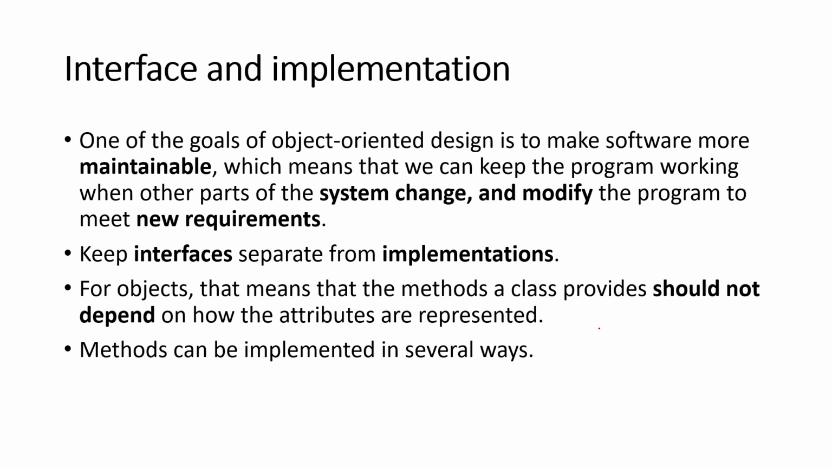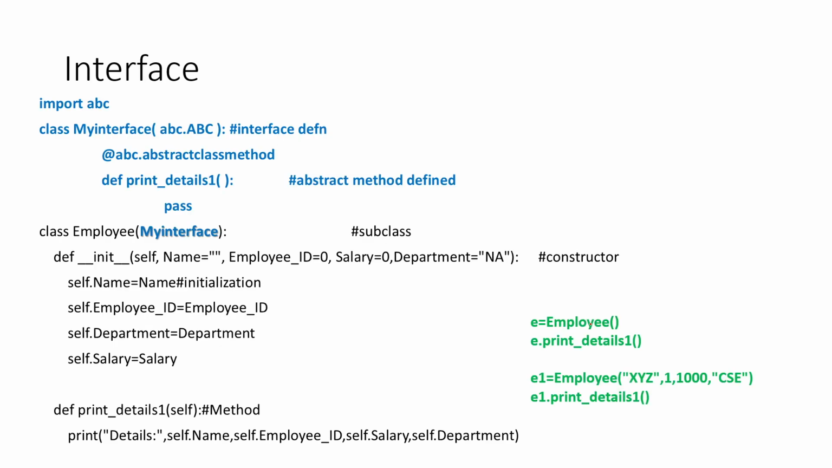Interface and how that can be implemented. One of the goals of object-oriented design is to make software more maintainable. You will be giving a function signature. It is the duty of the developer to give their own code. The person who is giving these things, say the design team, and the developer, they have the freedom to give their own code. This can be easily implemented using an interface.